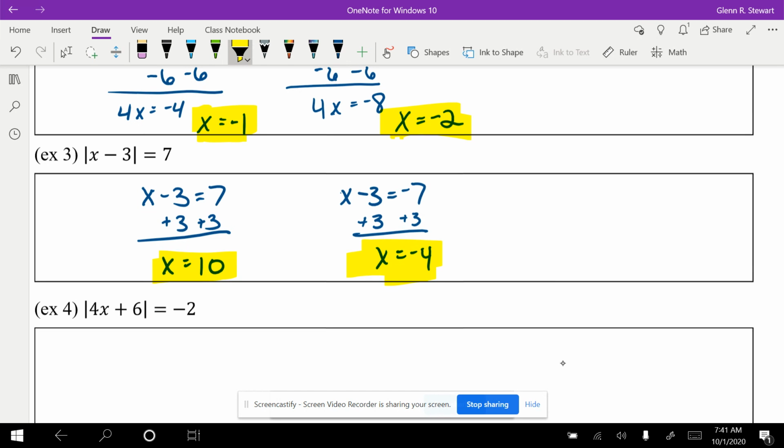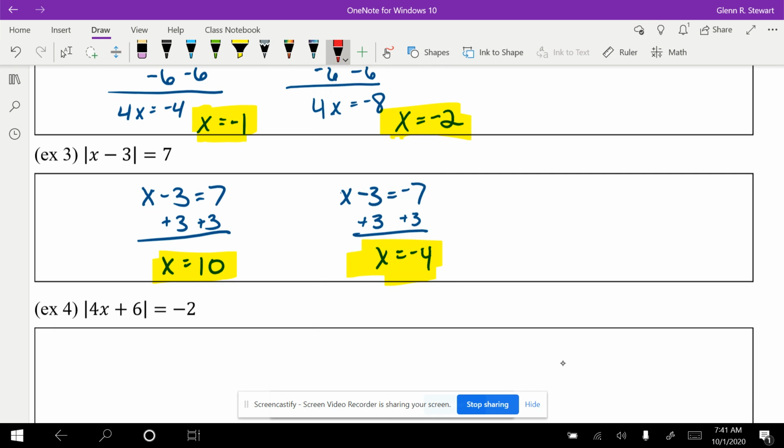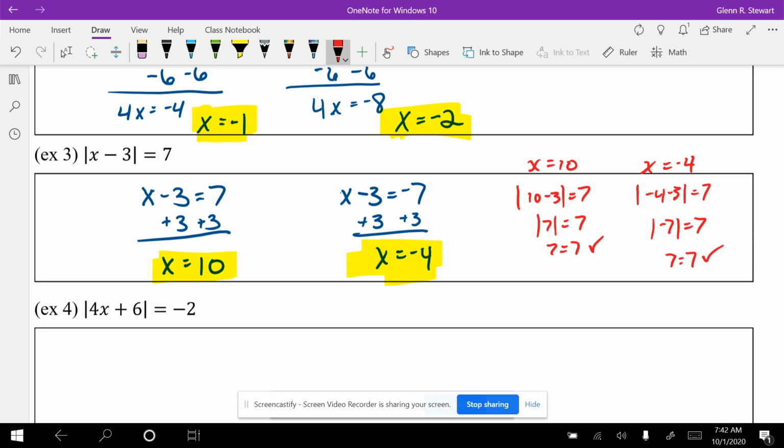Now, once again, this is one of the nice things about this unit: if I took those answers and plugged them into my equation, I should get 7. Check it out. I'll write this over here in red. With x is equal to 10, absolute value of 10 minus 3 equals 7. 7 is equal to 7. Boom. x is equal to negative 4. Absolute value of negative 4 minus 3 equals 7. Absolute value of negative 7 is equal to 7. Turns into a positive. Boom.